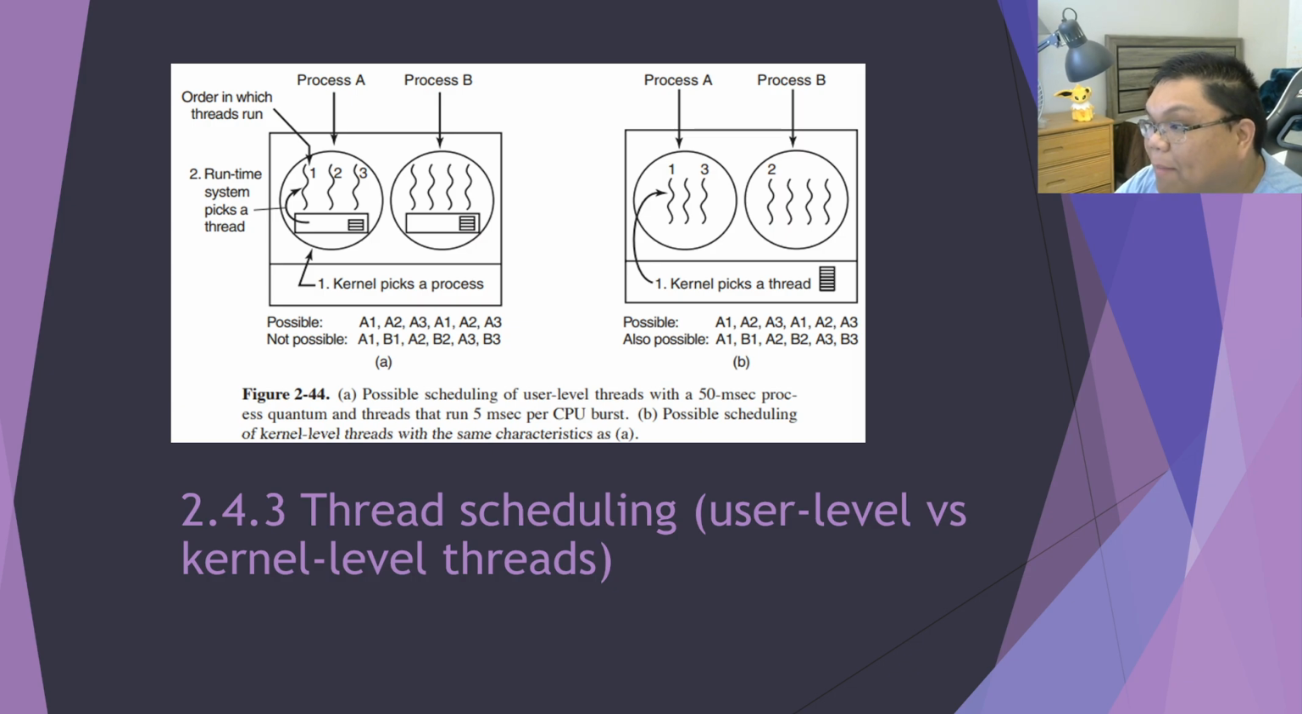So what could happen is threads 1, 2, and 3 of process A run after one another, but what could also happen is thread 1 of process A can run, followed by thread 1 of process B, and then thread 2 of process A, followed by thread 2 of process B. This poses a problem because the context switch of threads requires less work than the context switch of entire processes.